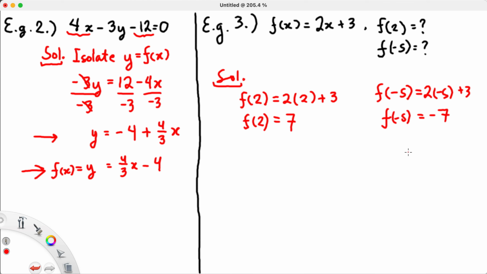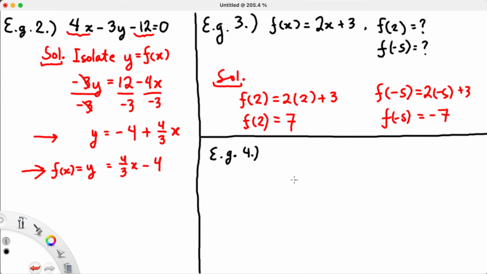Okay, and let's have this last example, shall we? Our last example will be not a linear function, but you get the gist of it. So let it be a quadratic function. Our f of x looks like x squared minus 2x plus 1. So we are tasked to find f of 0. Let's answer that. Let's give a solution.